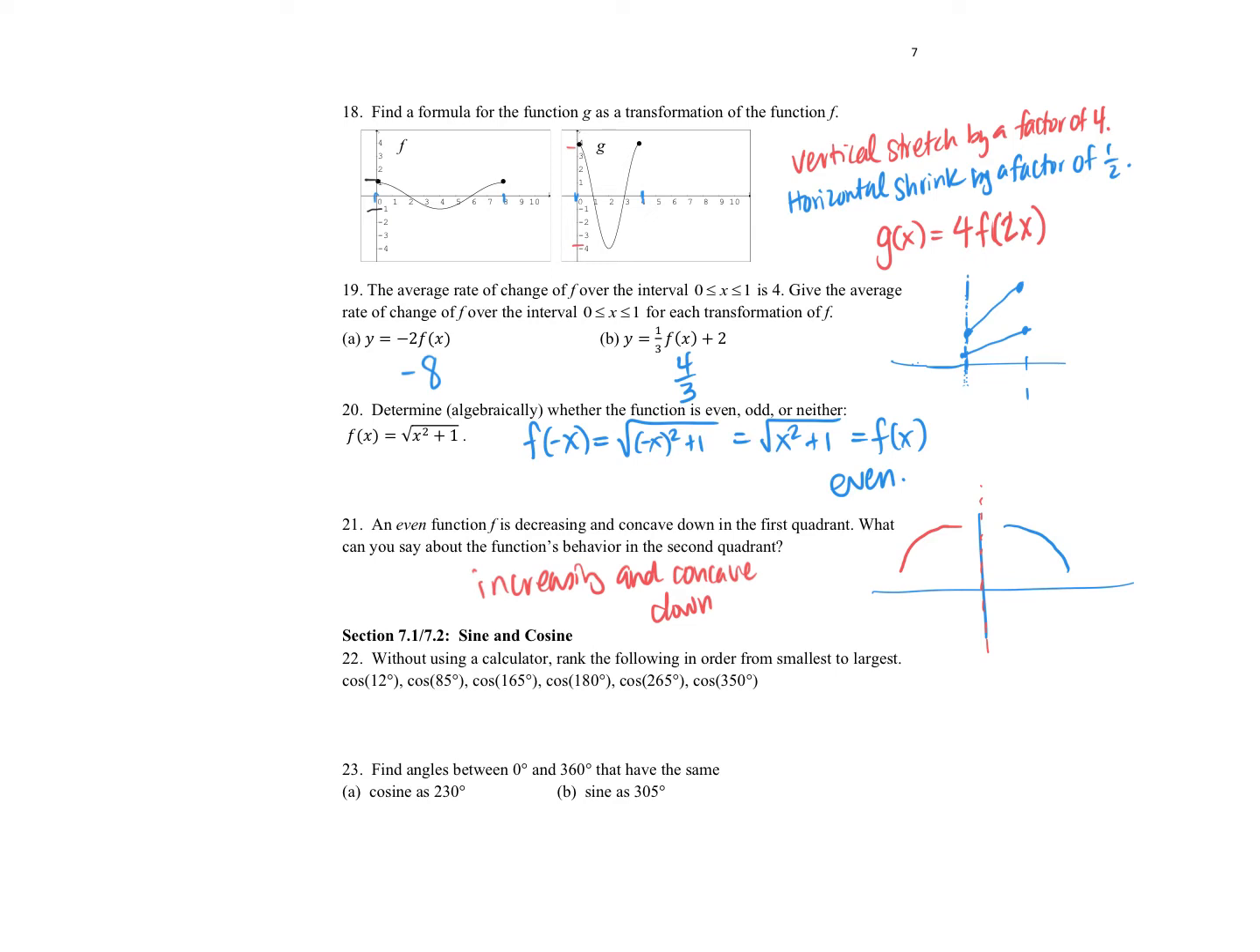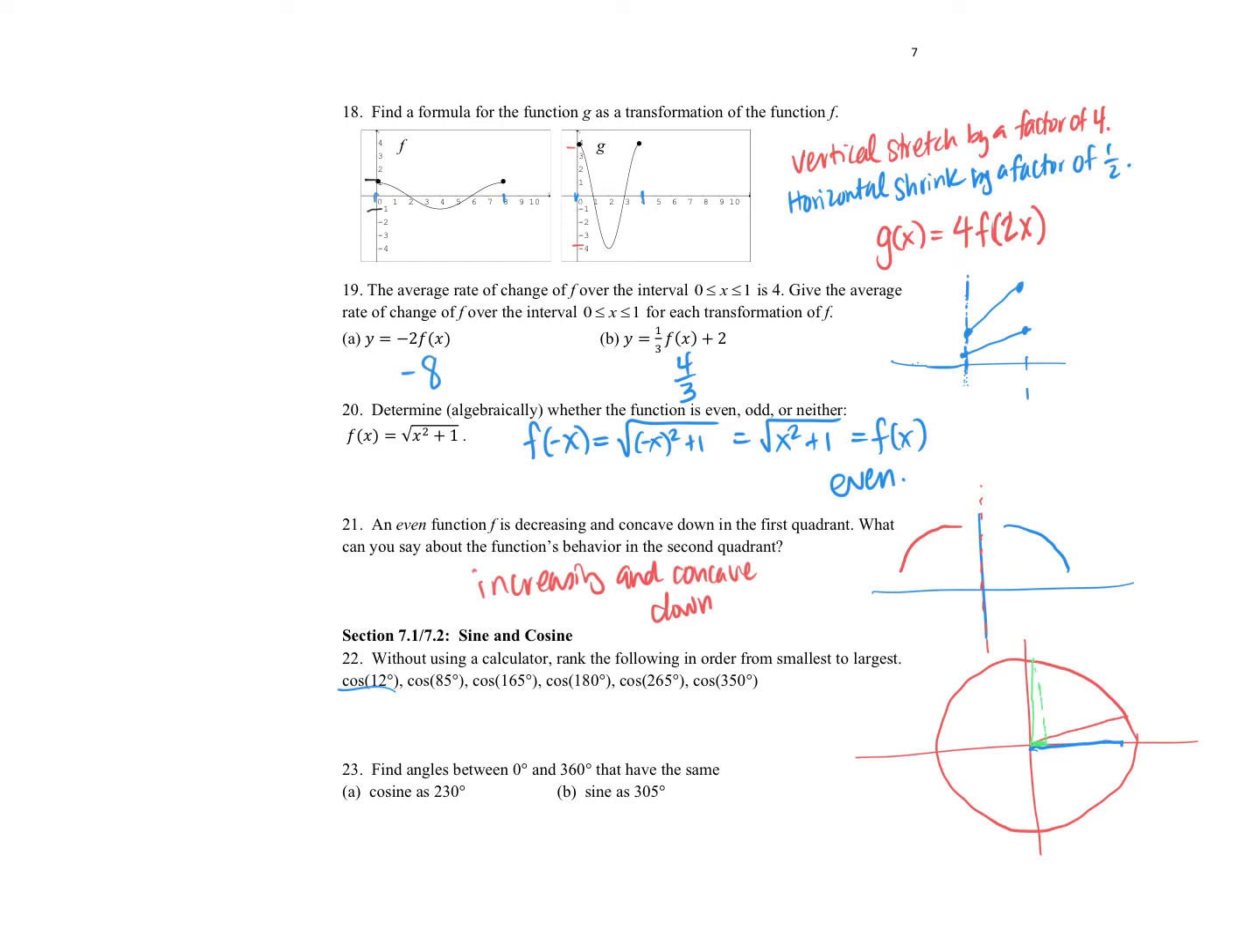Okay, number 22, without using a calculator, rank the following in order from smallest to largest. Let's think about our unit circle here. I have 12 degrees, so that'll be a small angle. I want the cosine of 12 degrees, which is the x coordinate, so that's this length here. Cosine of 85: 85 degrees is really close to 90, and I want the x coordinate of that, so that's this one.